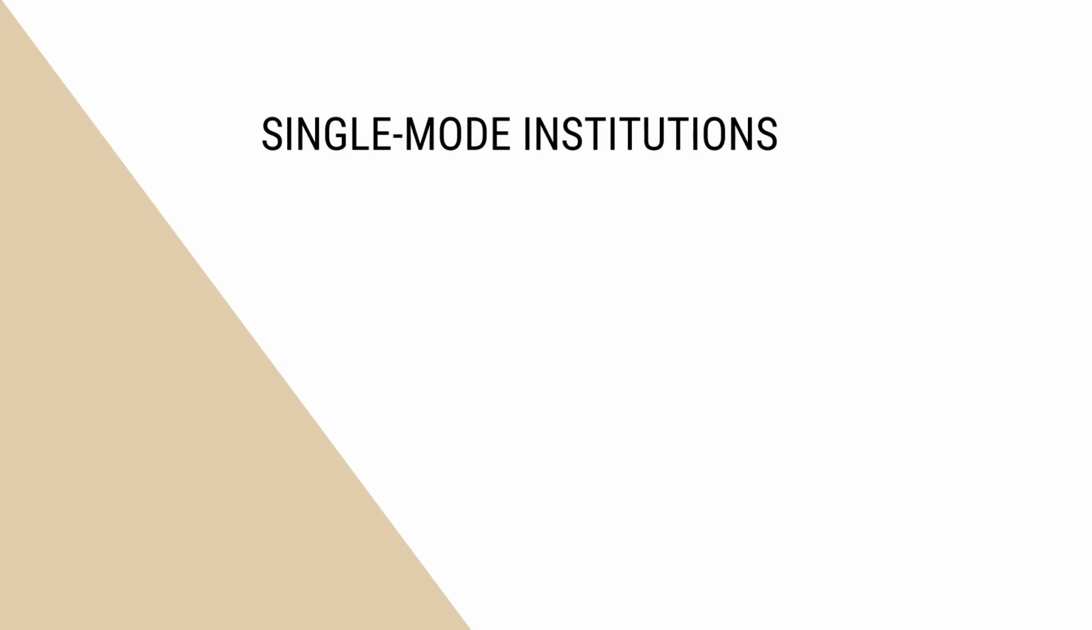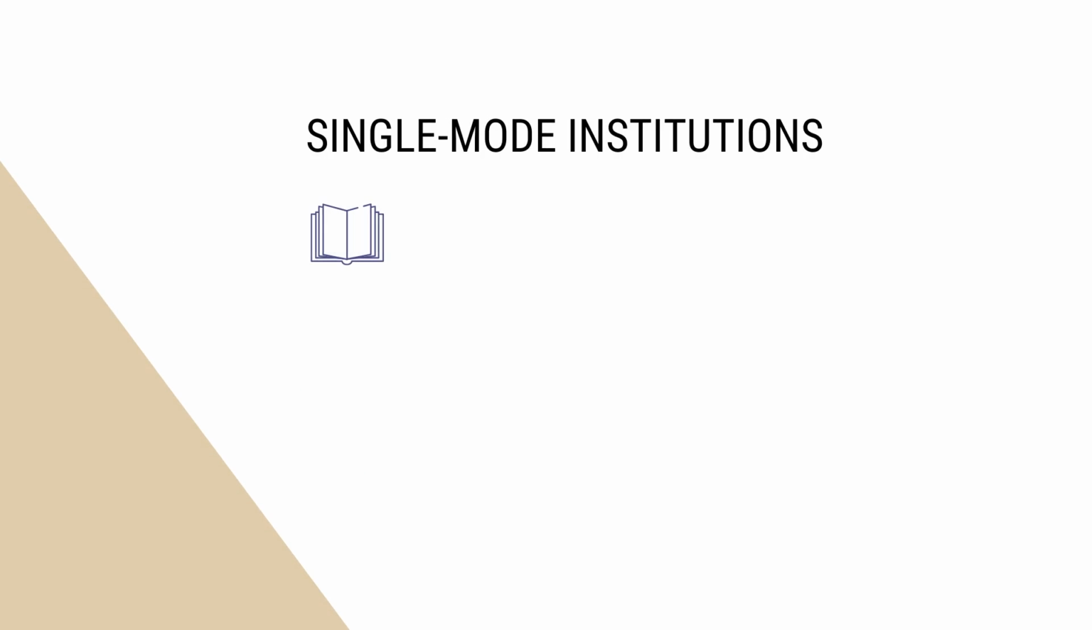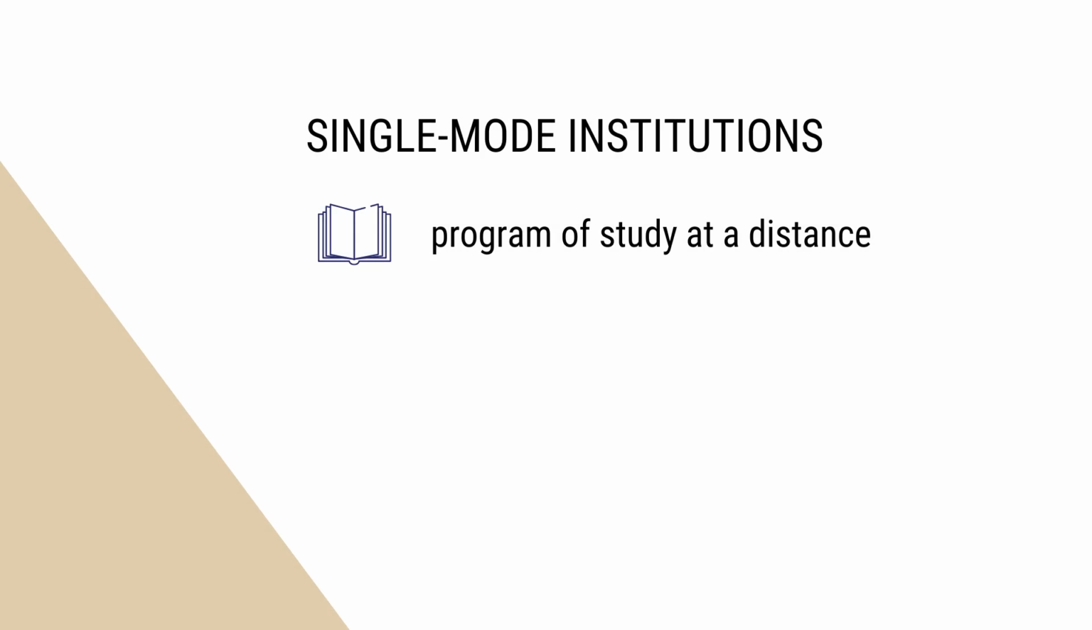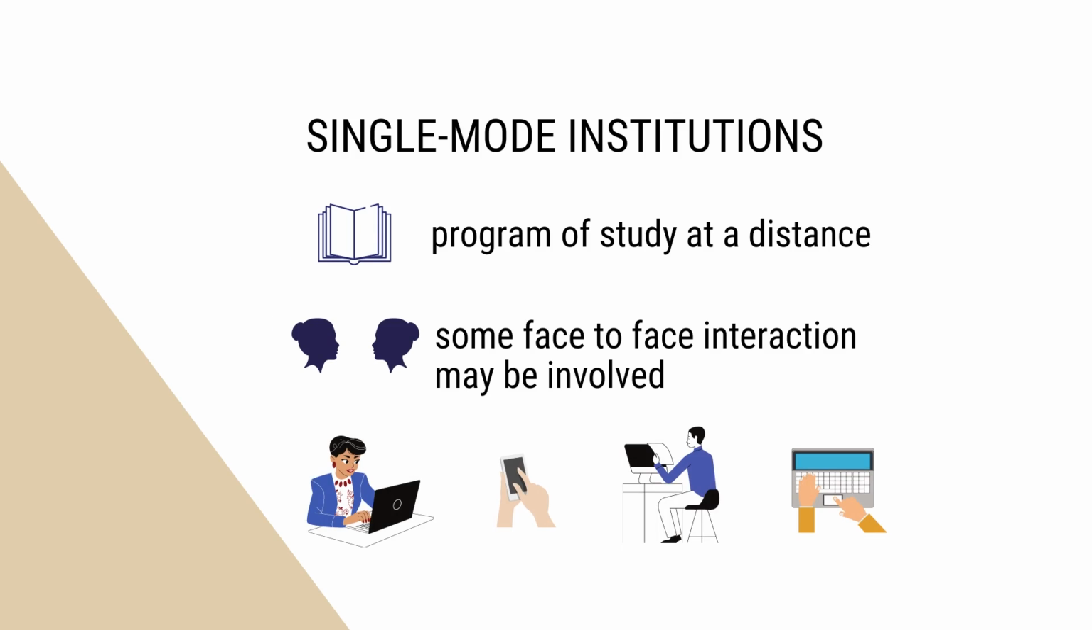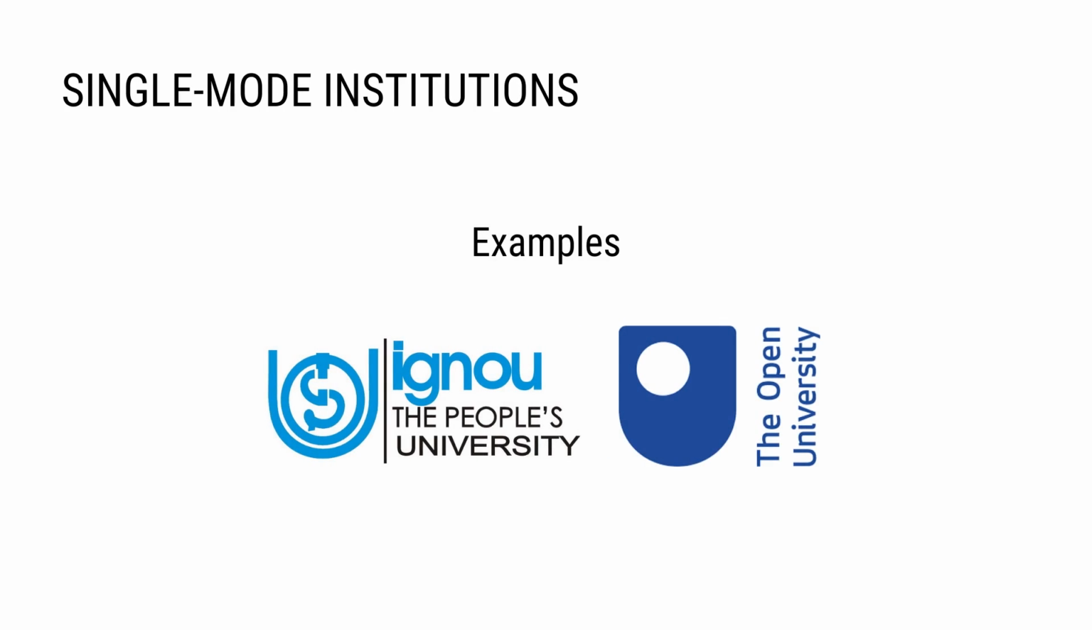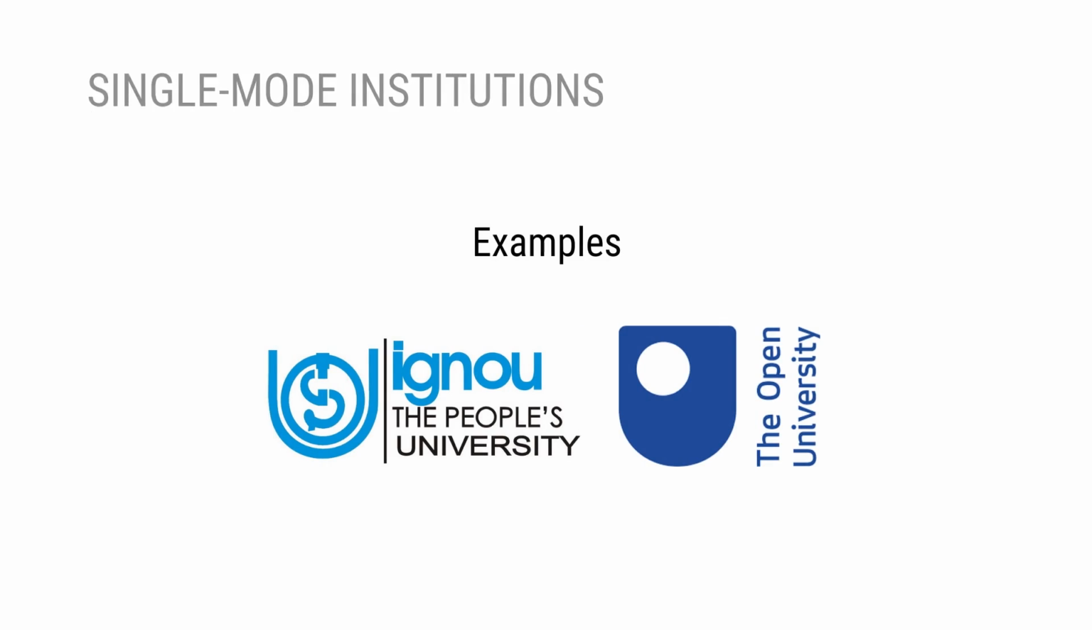Single mode institutions. Basically, these institutions are set up in a way to offer courses and programs of study at a distance. Some kind of face-to-face interaction may be involved, but it is on an optional basis. The teaching and learning processes are mediated in a specific way. This may be in print, including correspondence, by audio, video, teleconferencing facilities, video conference, or either through computer or internet-based facilities. Many of the mega universities of the world function as single mode universities. Two examples of single mode universities are Indira Gandhi National Open University and the United Kingdom Open University.